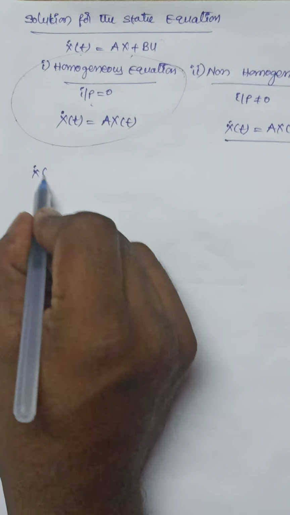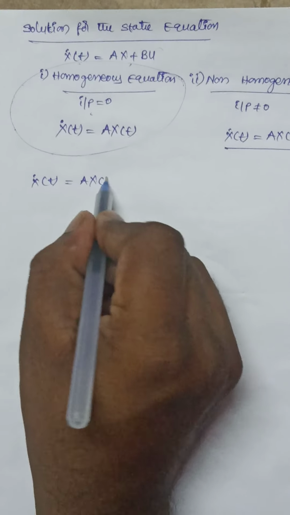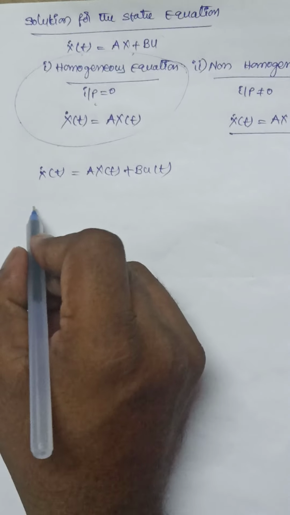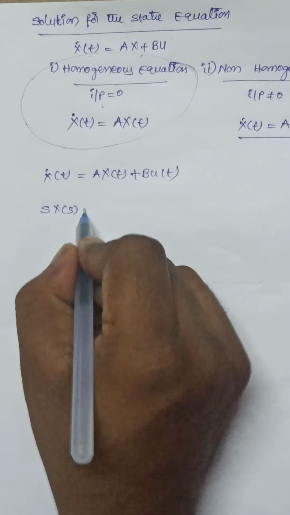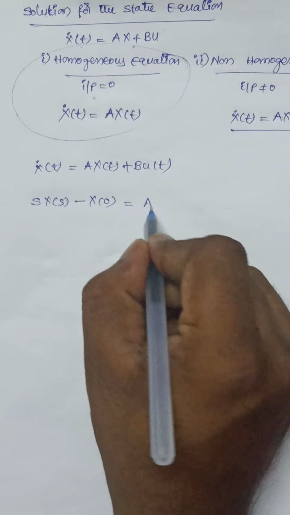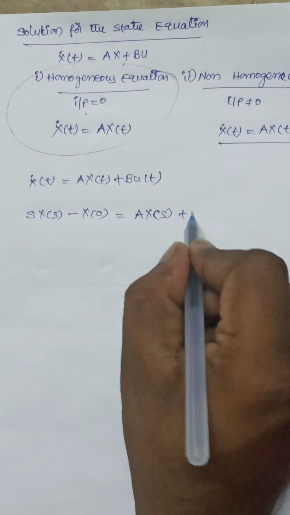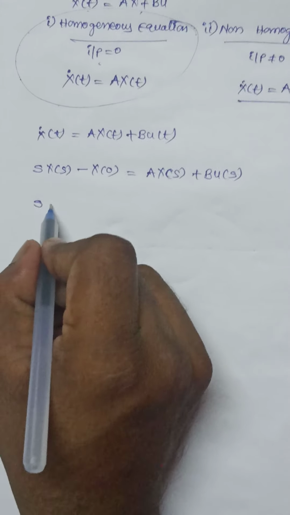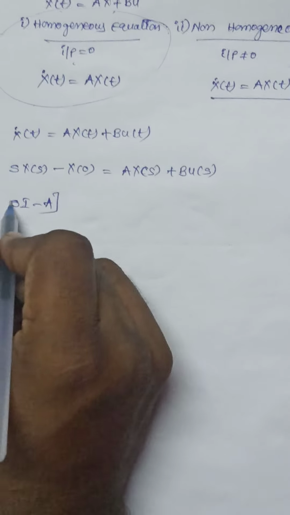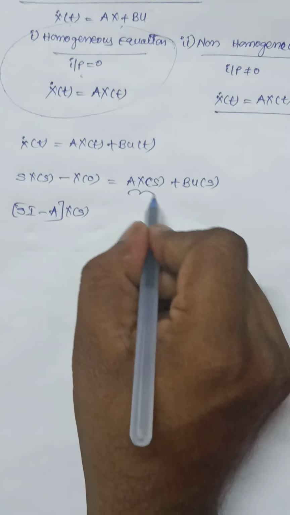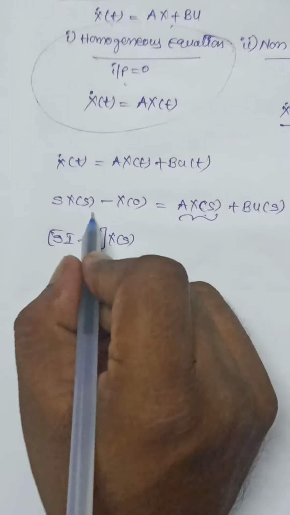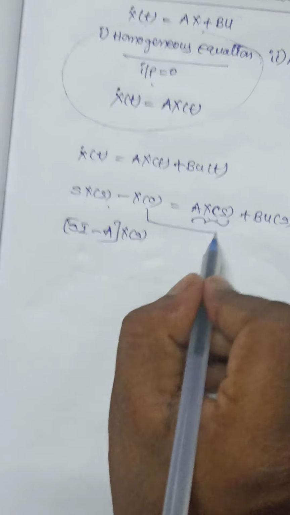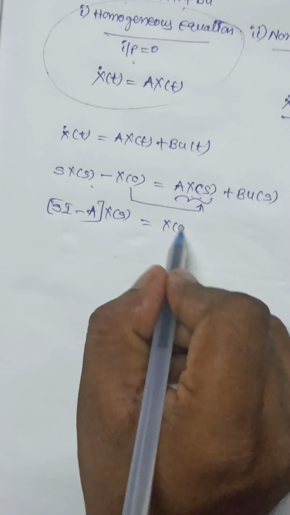So x dot of t is equal to A x of t plus B u of t. Now apply the Laplace transform for this. s X of s minus x of 0 is equal to A X of s plus B U of s. Okay, so write down (sI minus A) X of s. If I bring this term from the right-hand side to the left-hand side, it will become minus A here, and if I bring this term from here to here, this will become x of 0 plus B U of s.